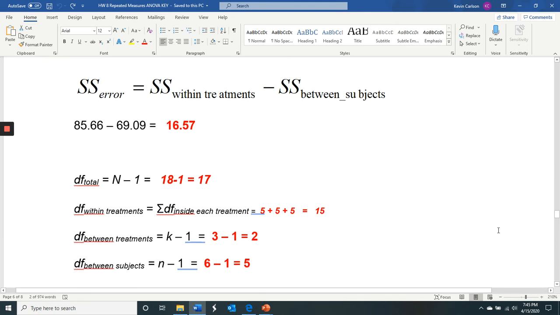So now we have our new between subjects, and now we can find out the error. Error is always going to be taking the old within and subtract the new between subjects, individual differences. So in this case, it's the sum of squares within minus the sum of squares between subjects. We just simply plug it in. And our sum of squares error is 16.57.